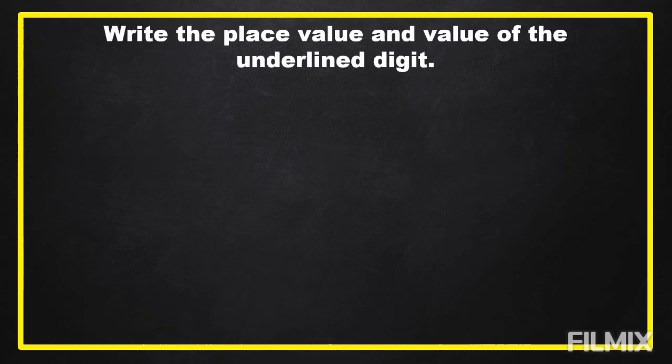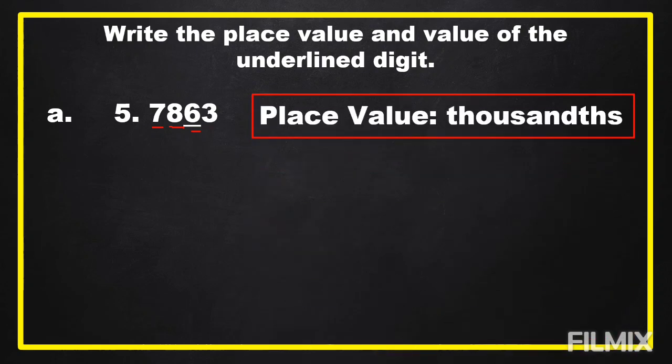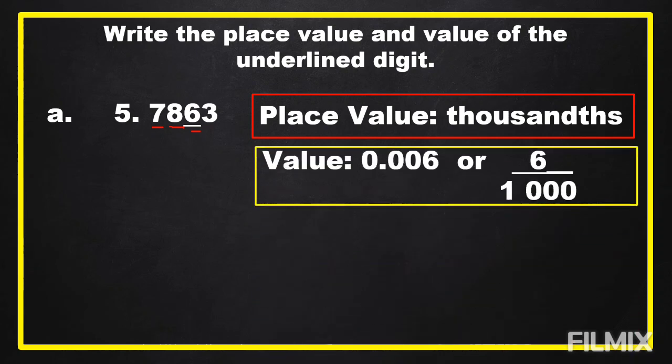Okay, another example. Write the place value and value of the underlined digit. Okay, in our first example, the underlined digit is 6. What is the place value? After the decimal point, this is tenths, hundredths, thousandths. So the place value of 6 is thousandths. How about the value of 6? Okay, the value of 6 is 6 thousandths or 6 over 1,000. Or we read this one as 6 thousandths. We make these numbers at the left side of 6 as zeros and the right side we disregard.